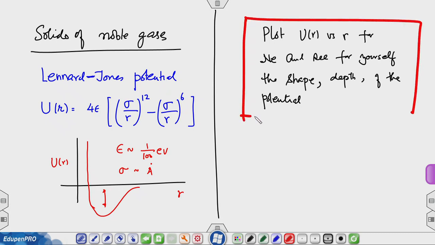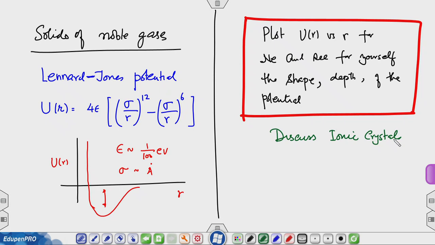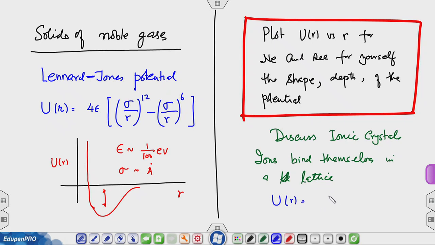And why I am making this point is because what I am going to do today is discuss ionic crystals, and I want to put this in perspective as to how strongly bound they are in comparison to noble gas atom crystals. In ionic crystals, as the name suggests, the ions bind themselves in a lattice but with a difference. The potential energy between two ions is going to be of the form e squared over 4 pi epsilon 0 times 1 over r, where the charge on the ion usually is the electronic charge. If there are more than one, then you square that also. It is plus or minus depending on whether two like charge ions or unlike charge ions are interacting.